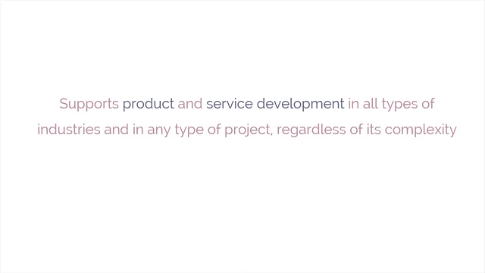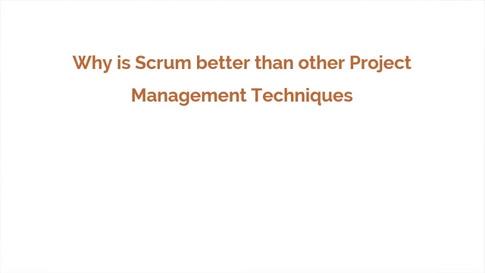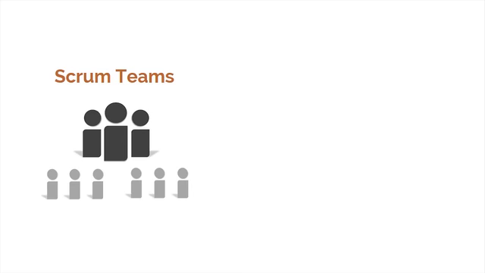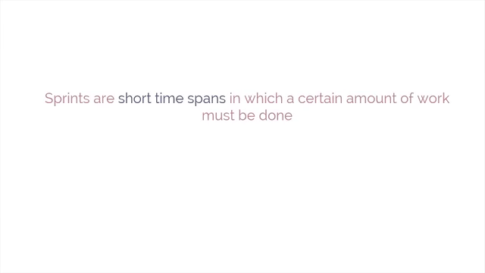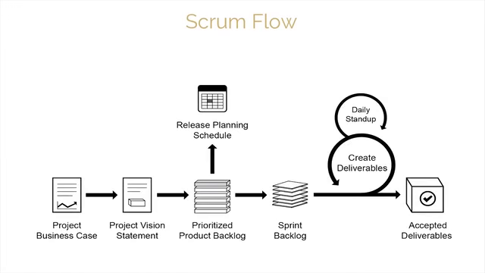Here another question arises. Why is Scrum better than other project management techniques? A key strength of Scrum lies in its use of cross-functional, self-organized, and empowered teams who divide their work into short, concentrated work cycles called sprints. Think of sprints as short time spans in which a certain amount of work must be done. Take a look at this diagram, which illustrates the Scrum project's flow.